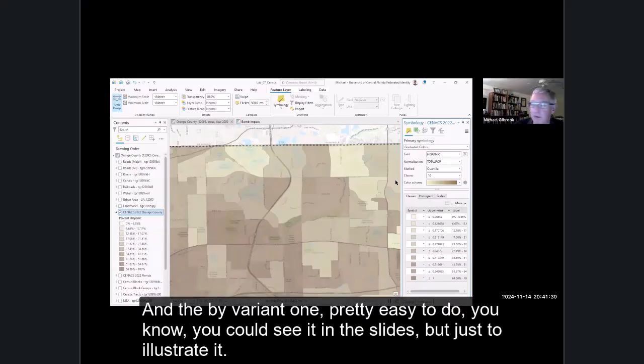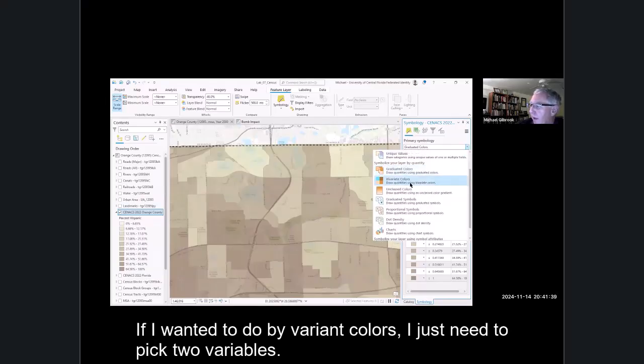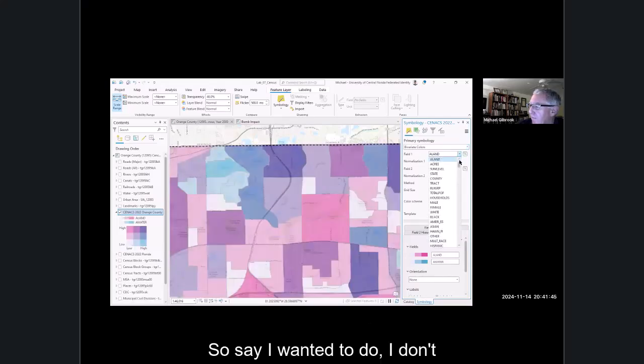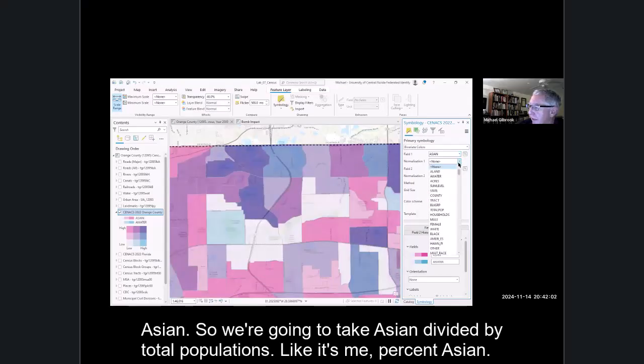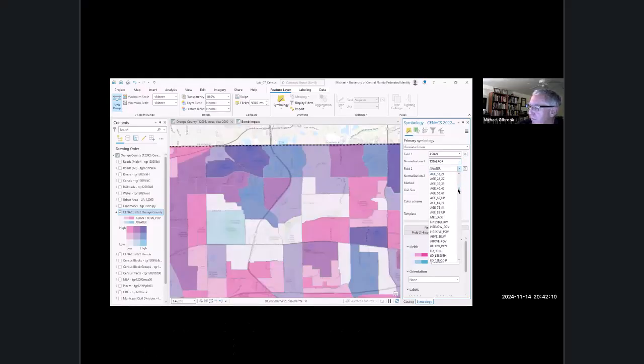And the bivariate one is pretty easy to do. You could see it in the slides, but just to illustrate it, if I wanted to do bivariate colors, I just need to pick 2 variables. So say I wanted to do the percent Asian. So we're going to take Asian divided by total population. So that gives me percent Asian. And then for the second field, let's do median household income.